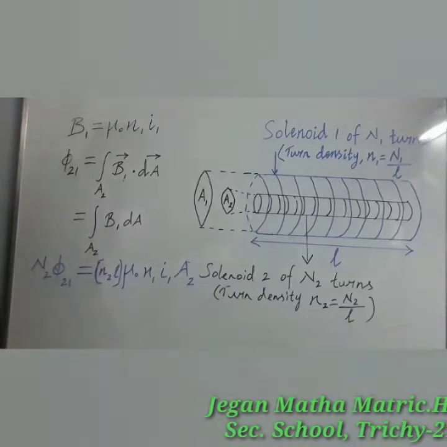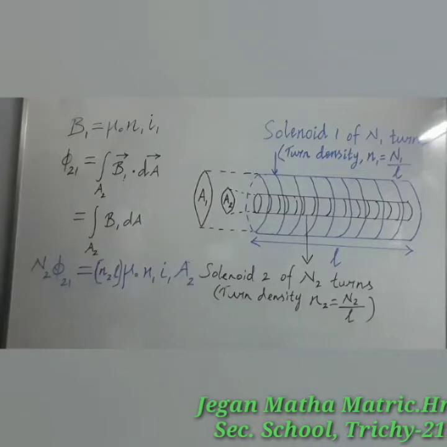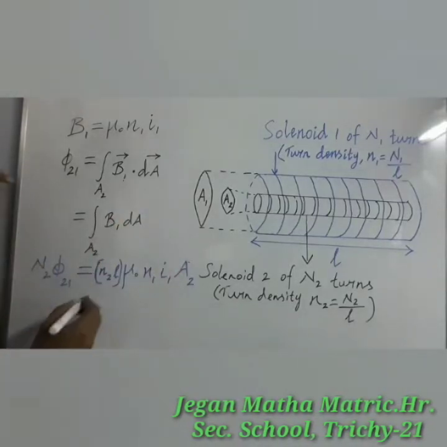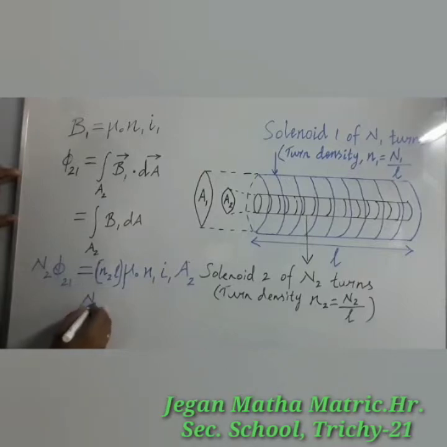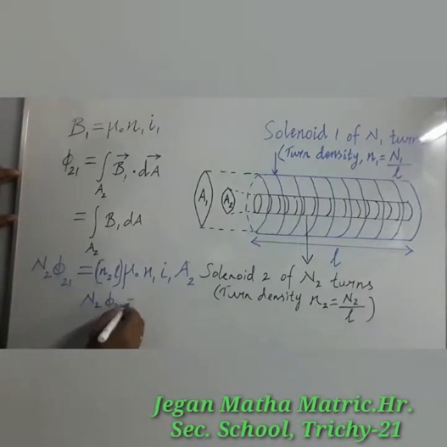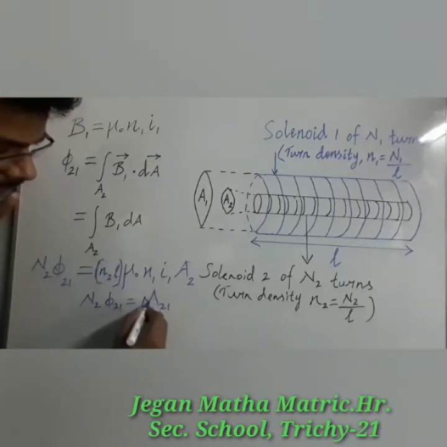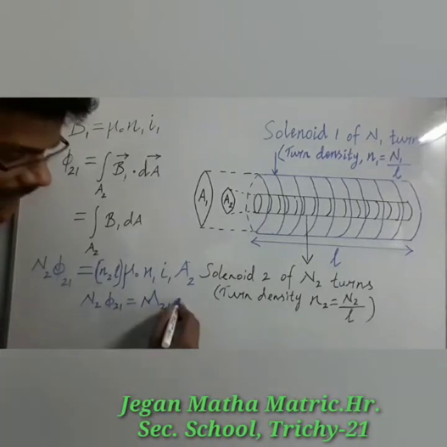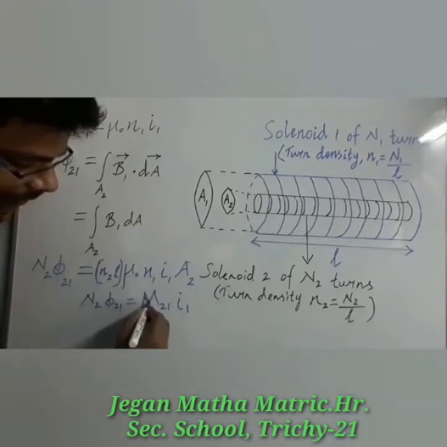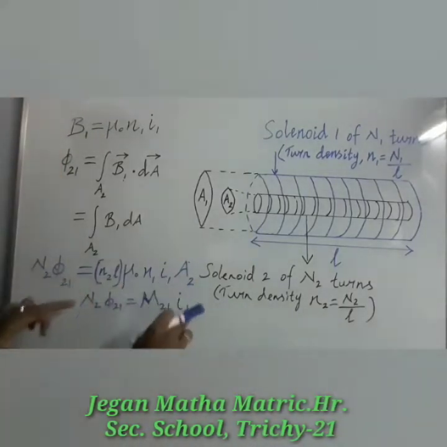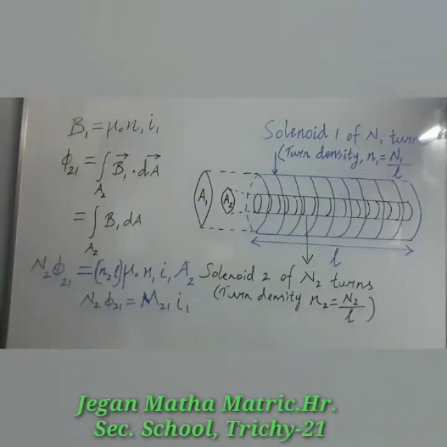Here it is nothing but the flux linkage. Already we know that the flux linkage is equal to, here I am going to write flux linkage, that is nothing but the product of the mutual inductance and the current. We have learned about the mutual inductance.